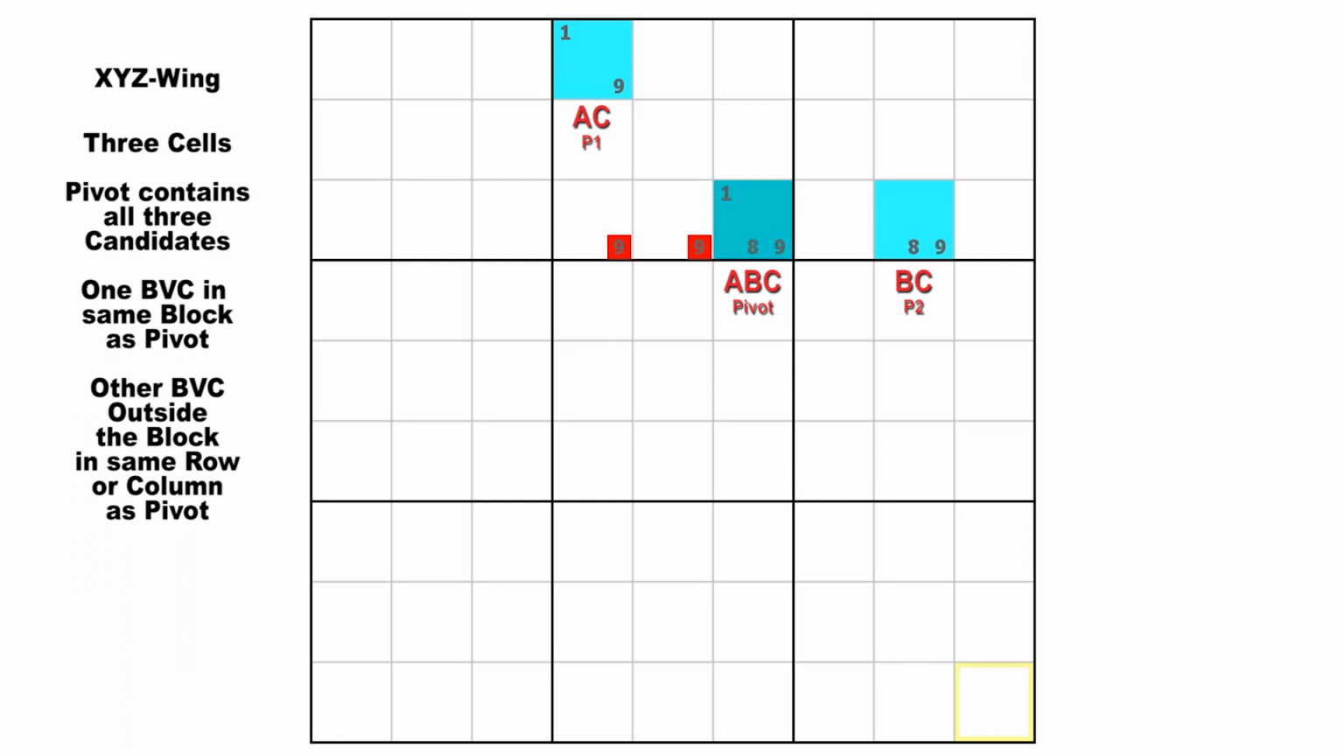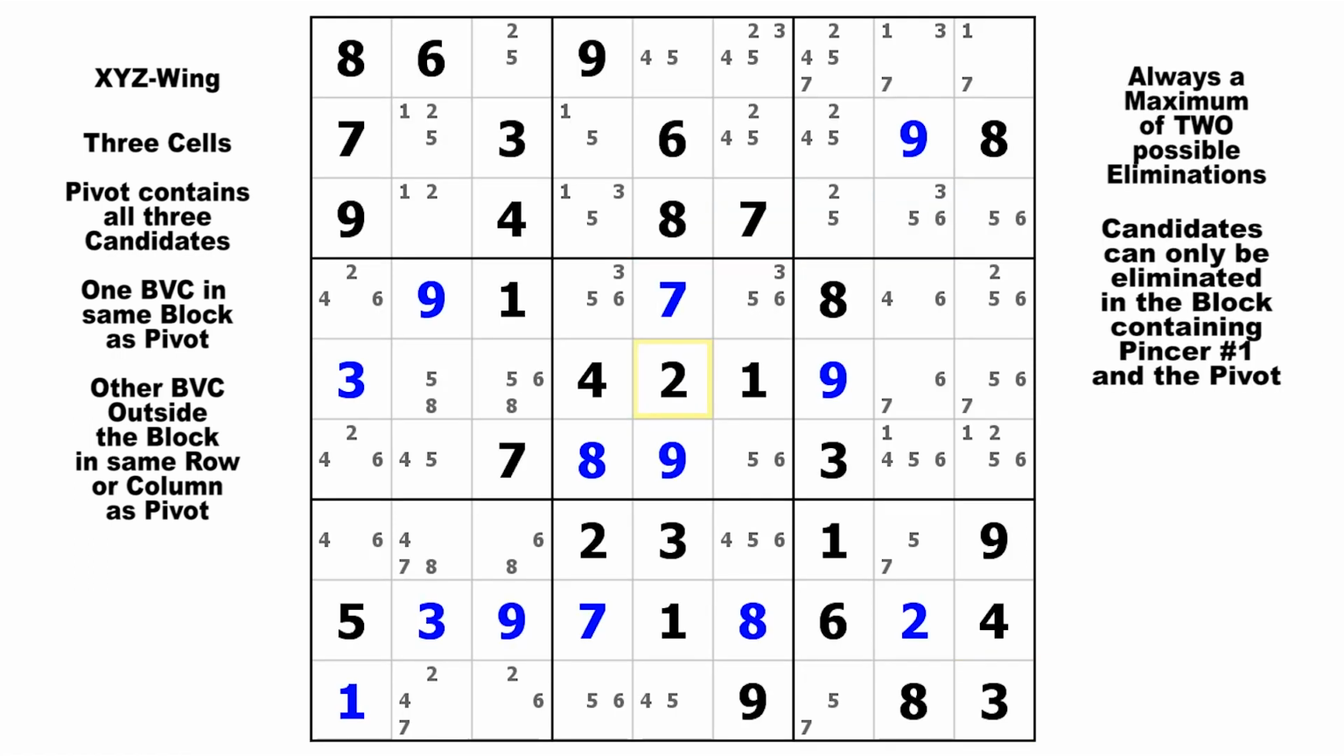Got it? Okay, let's take a look at some real examples and some real puzzles. All right, let's try what I just recommended. Let's go through the blocks one by one and look for XYZ wings. So in block 1, it looks like we have some possibilities.